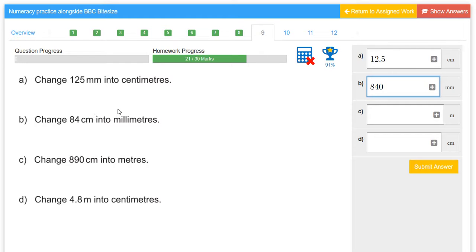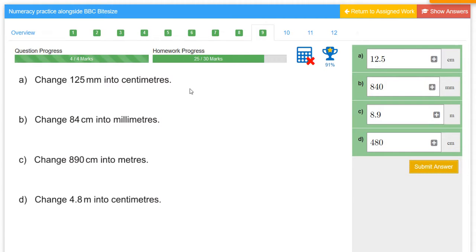Centimeters into meters, well, I know there's 100 centimeters in 1 meter. So to go from 100 to 1, I divide by 100. So what's 890 divided by 100? Well, it's going to be 8.9. 890 is 8.9 meters. And finally, that many meters in centimeters, well, 1 meter is 100 centimeters. So I multiply by 100. Multiply this by 100 should get 480 centimeters. And there we go.